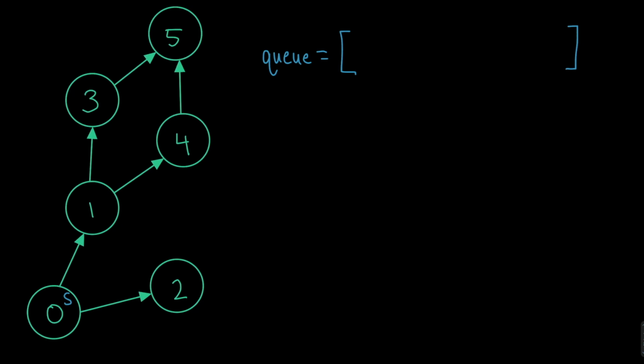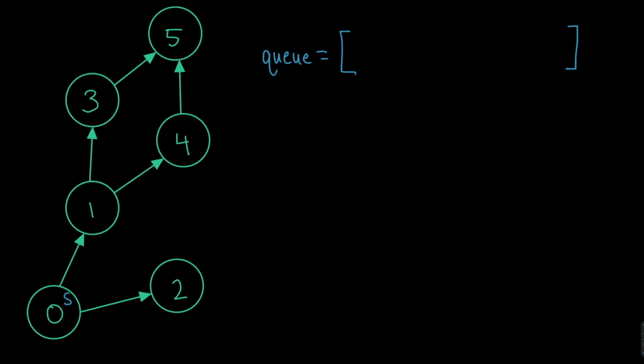These commas are not important. And now that our queue is empty, we realize, hey, we finished our BFS traversal. So we were able to go 0, 1, 2, 3, 4, 5. So we went in the proper order. And this is the conceptual idea of how a BFS works.